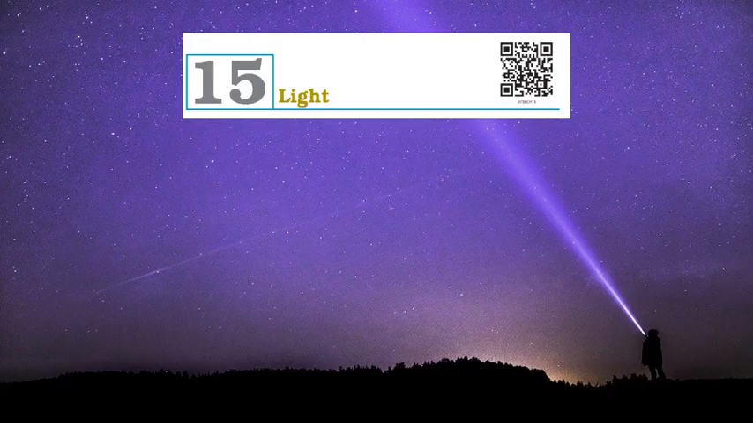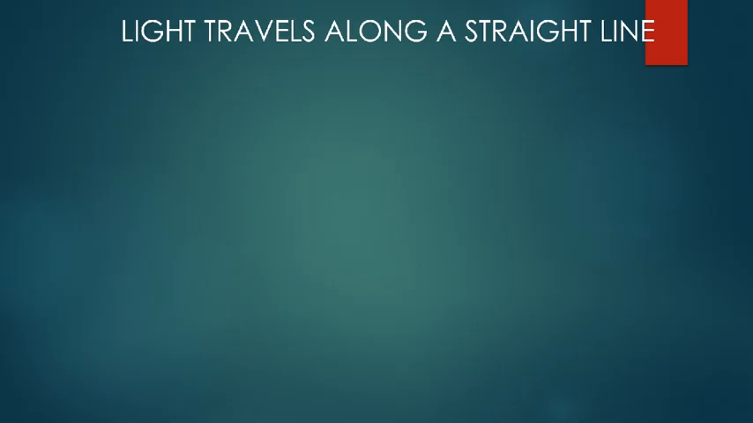You already know that the light travels in a straight line. But how do you prove that? We know that light travels along a straight line. Now let us discuss how to prove experimentally that light travels in a straight line.